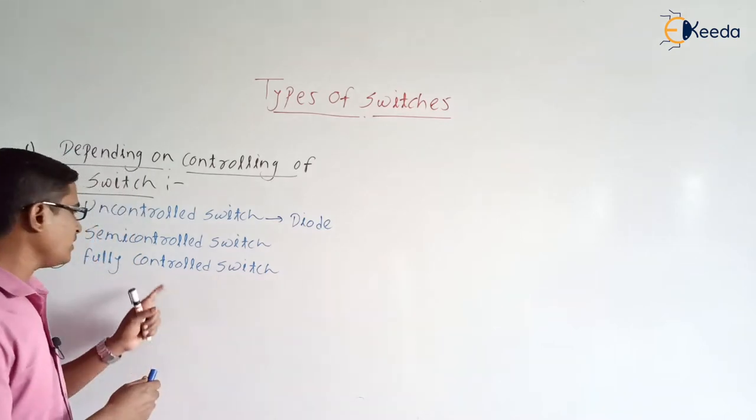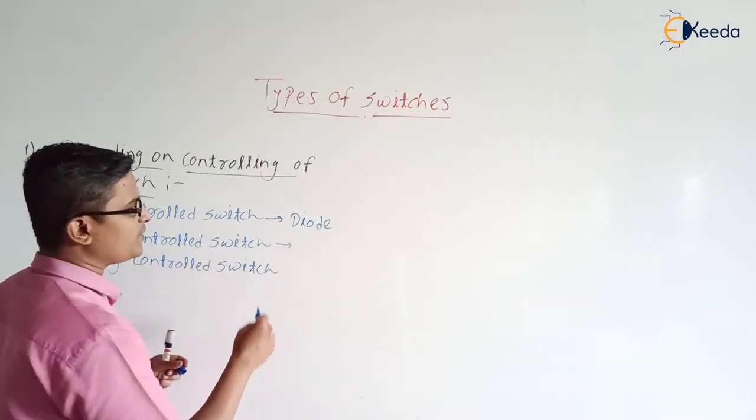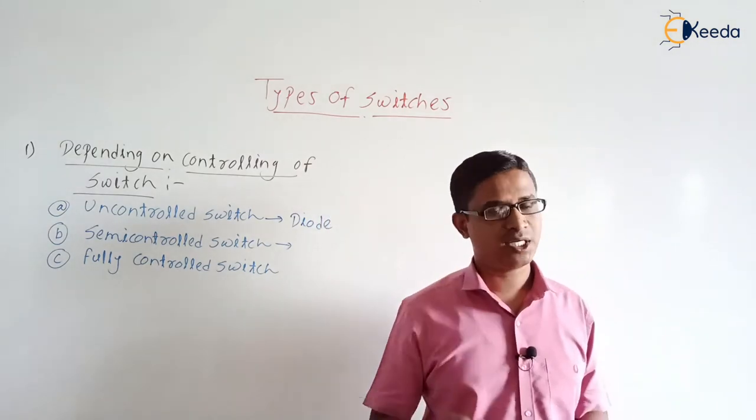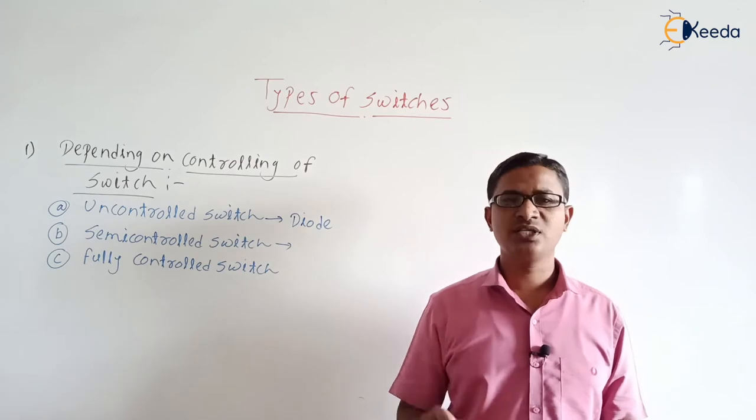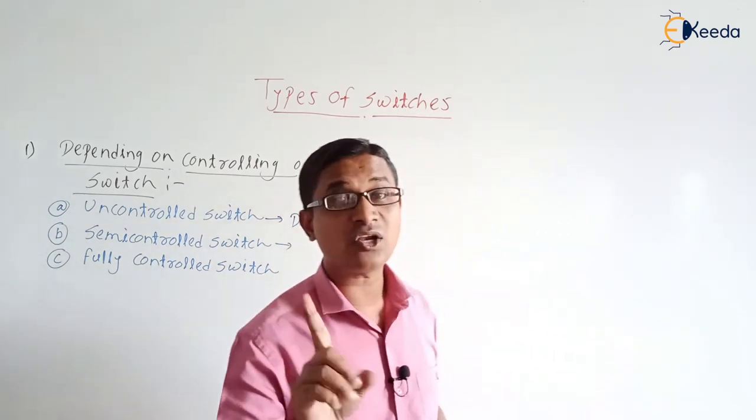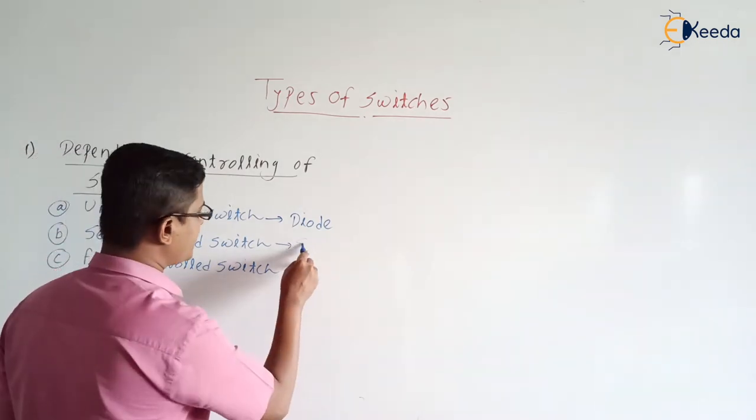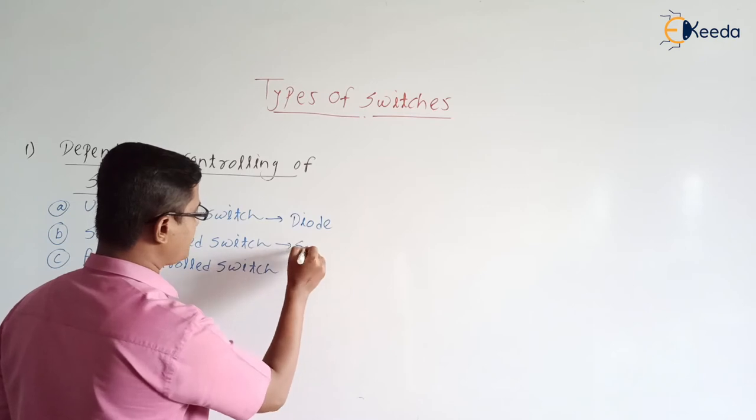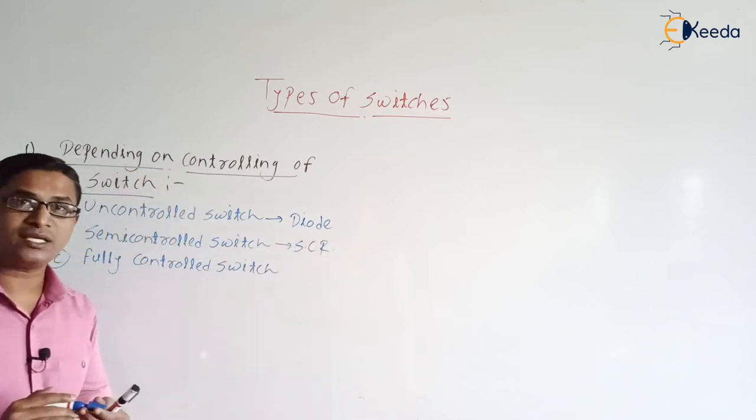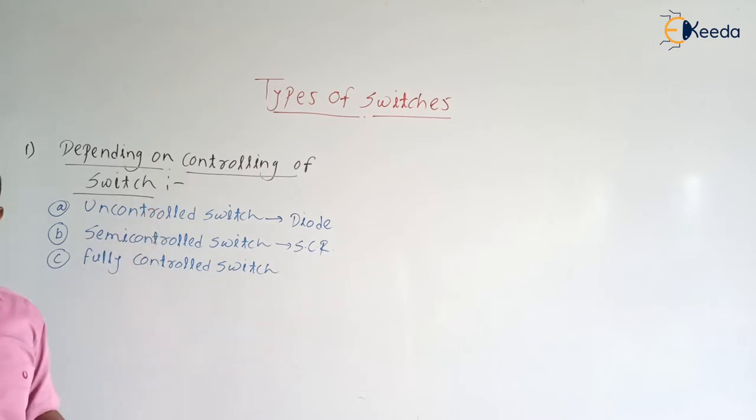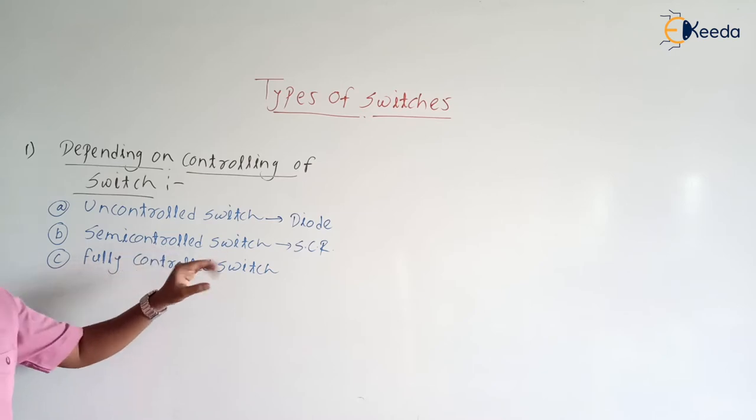Okay, next, the semi-controlled switch. The switch is said to be semi-controlled if either its on state or off state can be controlled by using the controlling signal. One example is SCR, silicon controlled rectifier. We are going to discuss the SCR in detail. In the SCR we can turn on the SCR by using the gate signal, but we cannot turn it off by using the gate signal. Is this clear? So SCR is a semi-controlled switch.